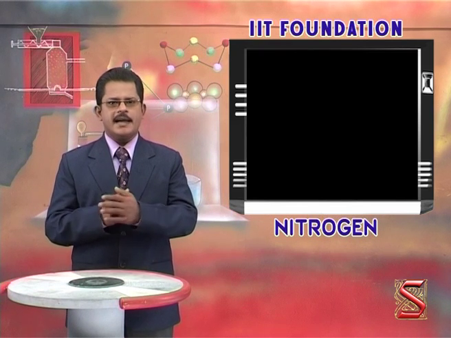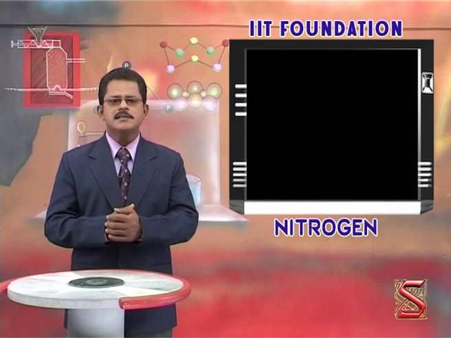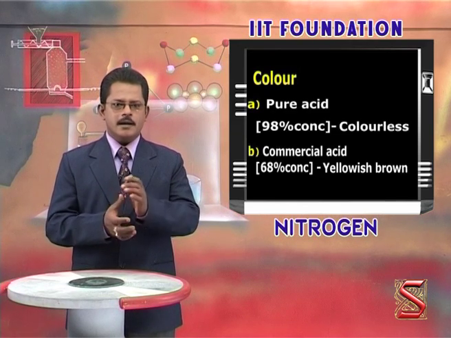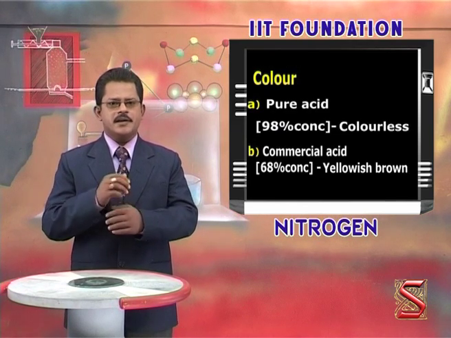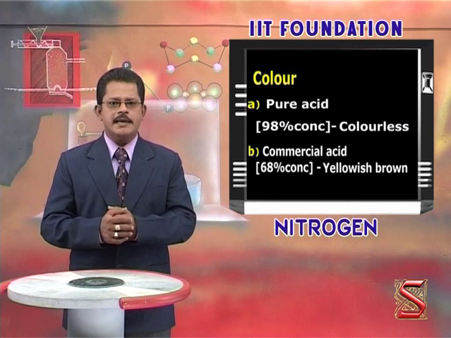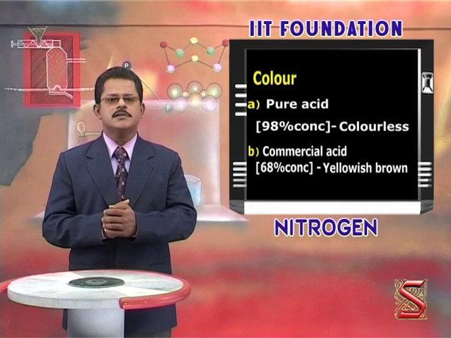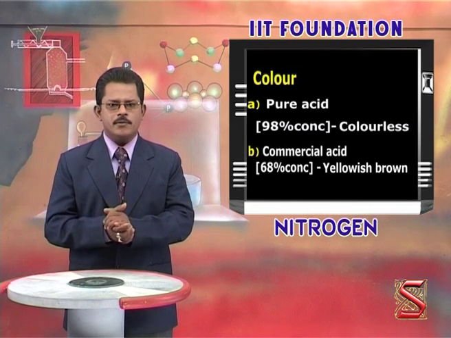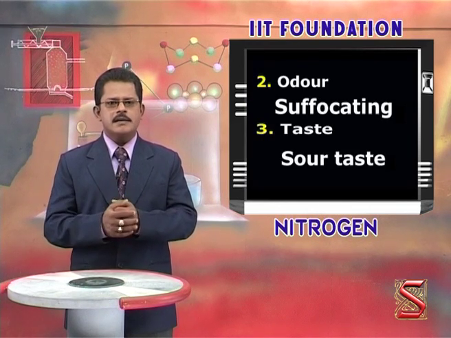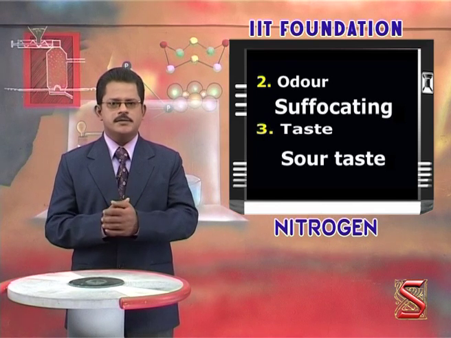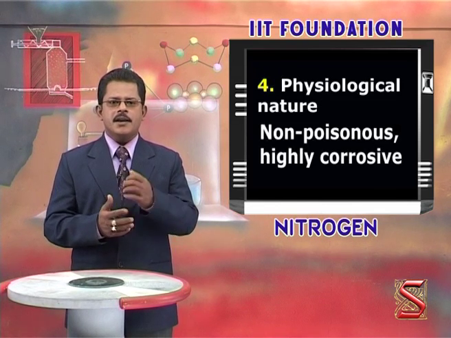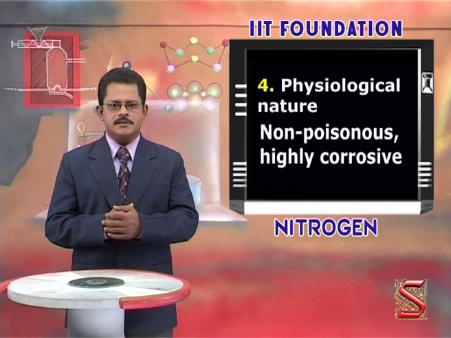Properties of nitric acid. Physical properties of nitric acid. Color: pure acid, that is 98% concentrated, is colorless. Commercial acid, 68% concentrated, is yellowish brown. Odor: suffocating. Taste: sour. Physiological nature: non-poisonous, highly corrosive.